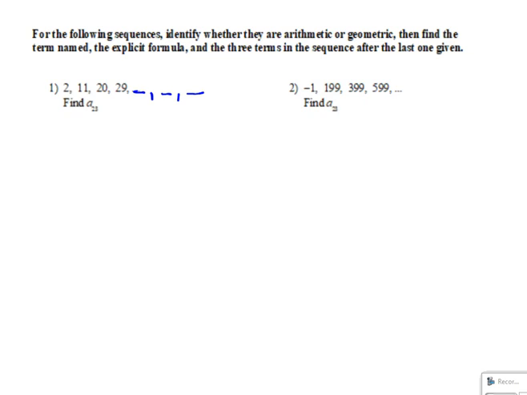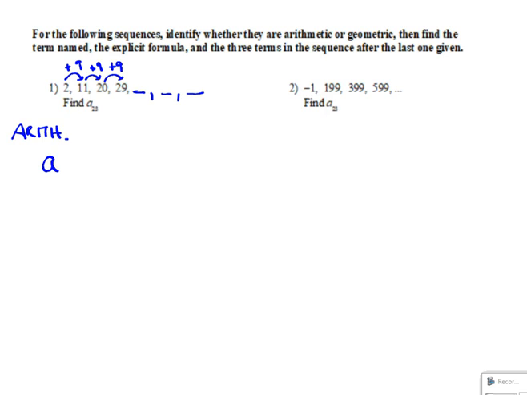Okay, so let's first look in between the 2 and the 11, and I would first start with arithmetic. So if I add 9, I get from 2 to 11. If I add 9 more, I get from 11 to 20. Add 9 more, get from 20 to 29. So that tells me that this is an arithmetic sequence.